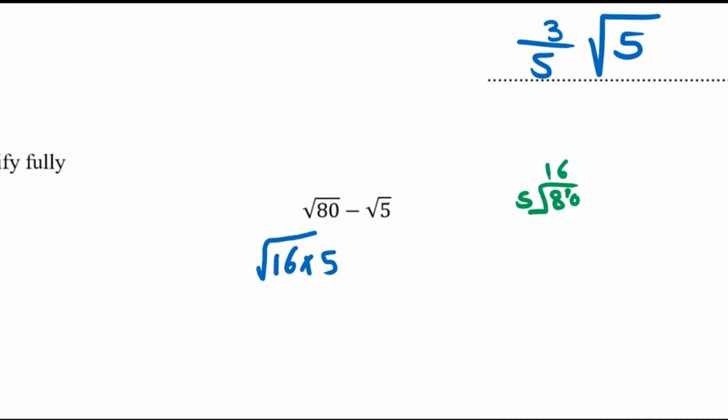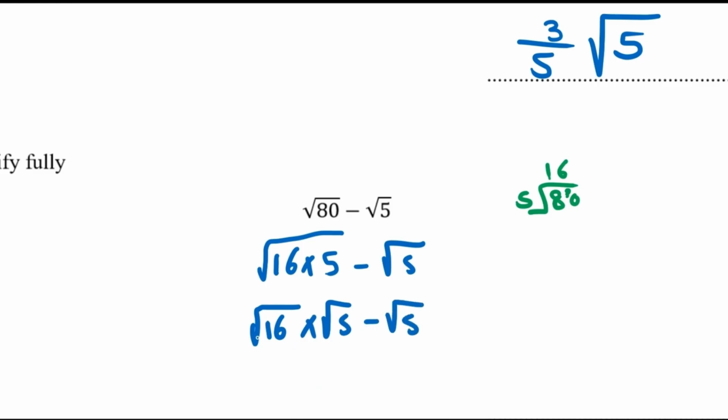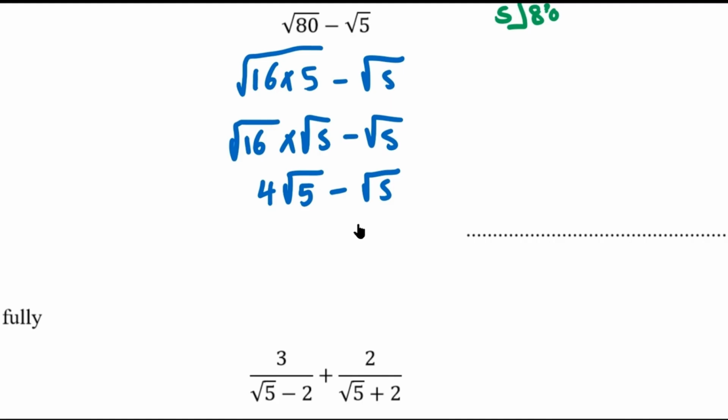Is that what we are looking for? Yes. Why? Because if you look at the square root of 16 times 5, we can write it this way: square root 16 times square root 5, take away square root 5. The square root 16 is 4, so it would be 4 square root 5, take away square root 5. Now look at the number in front of square root 5: it's 4, and here nothing, that means 1. So we can combine these: 4 take away 1 is 3, so it would be 3 square root 5, and this is the answer.